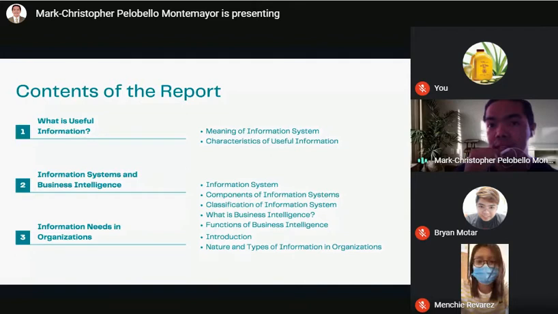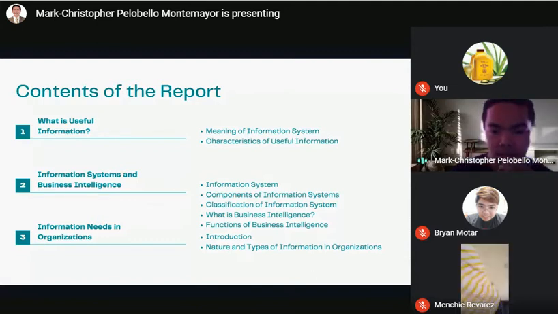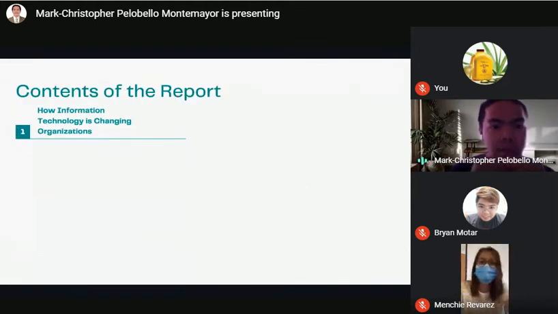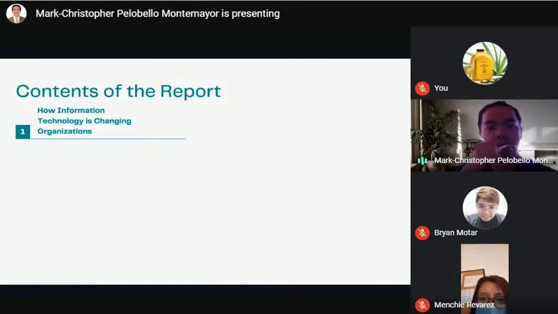The third subtopic is the information needs in organizations, wherein I'm going to introduce it to you, and then the second one, the nature and types of information in organizations. The last subtopic we have is how information technology is changing organization. So we are going to reflect on the impacts of information technology to our organizations.